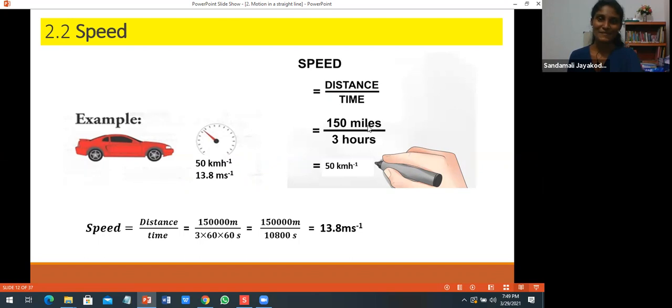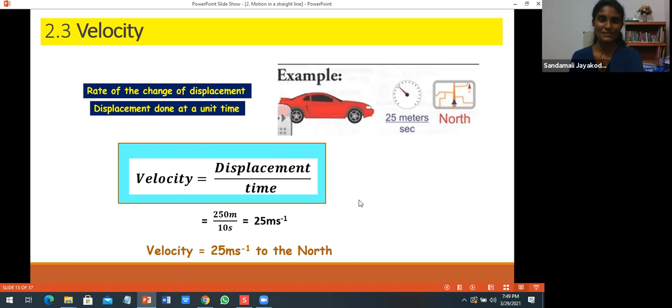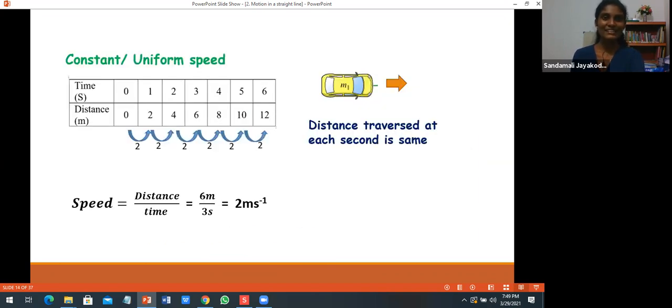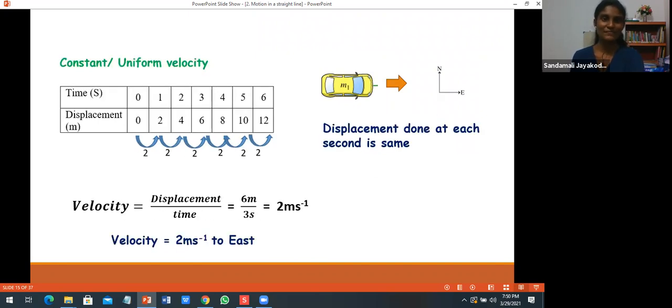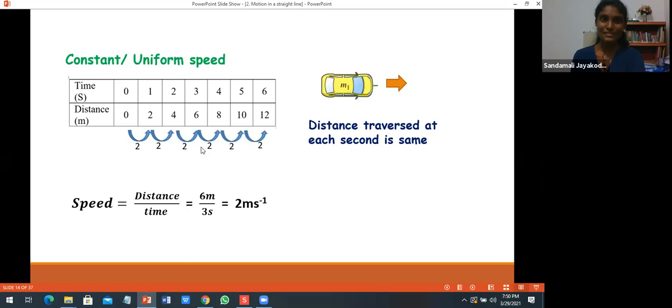Here it is mentioned as miles, but I told you that it should be kilometers. And then we were discussing velocity. Here we have to mention the direction in which it moved. And then we came to constant or uniform speed and average or mean speed. Constant means in each time interval, it is traveling the same distance. That is the uniform speed or constant speed.